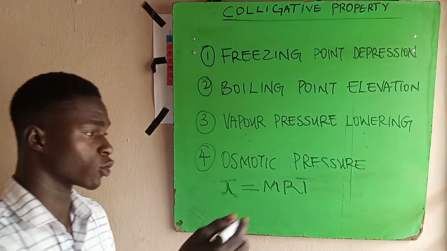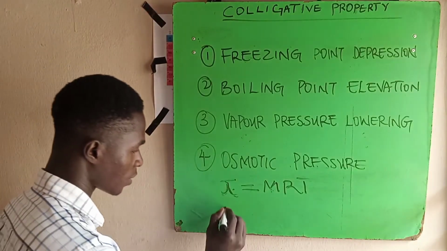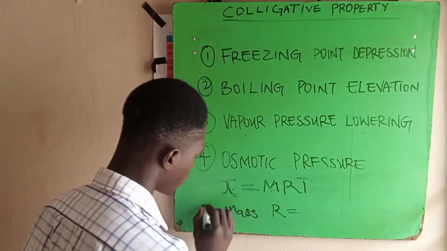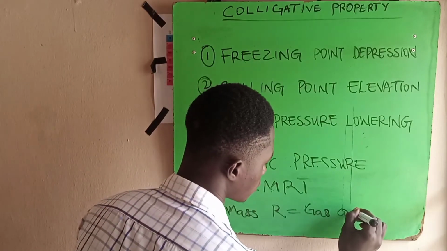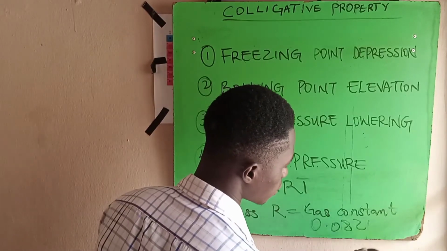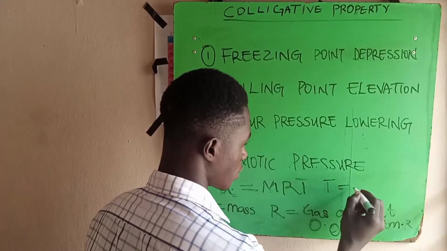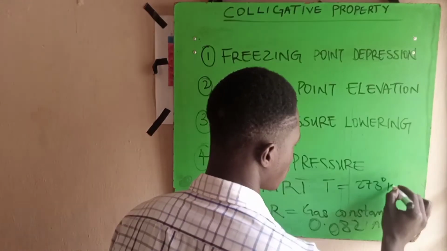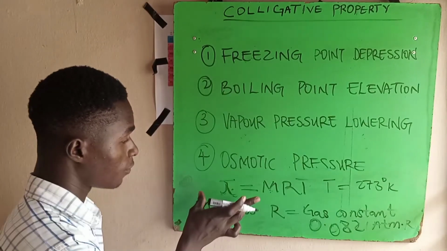So the pressure that is needed to stop the osmosis is what we call the osmotic pressure, and M here is the mass, R is the gas constant, and this gas constant is given to be 0.0821 atmosphere. So the T here is the standard temperature, which is 273 degrees Kelvin.